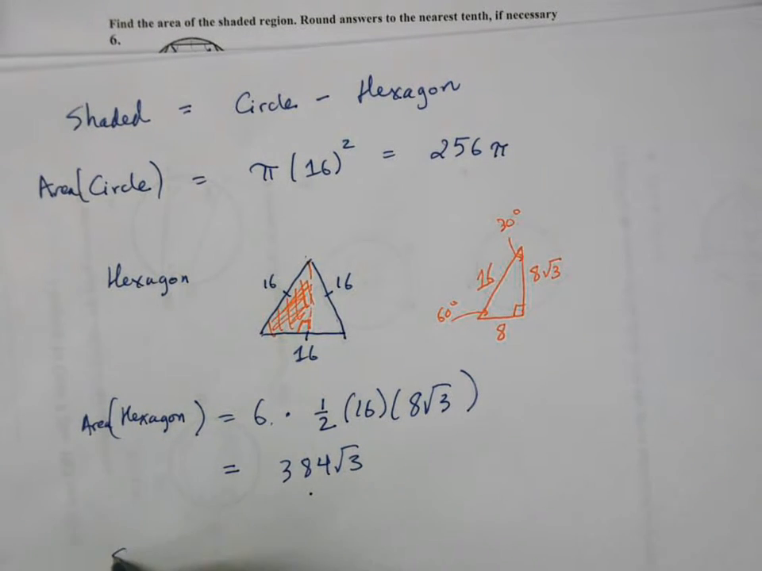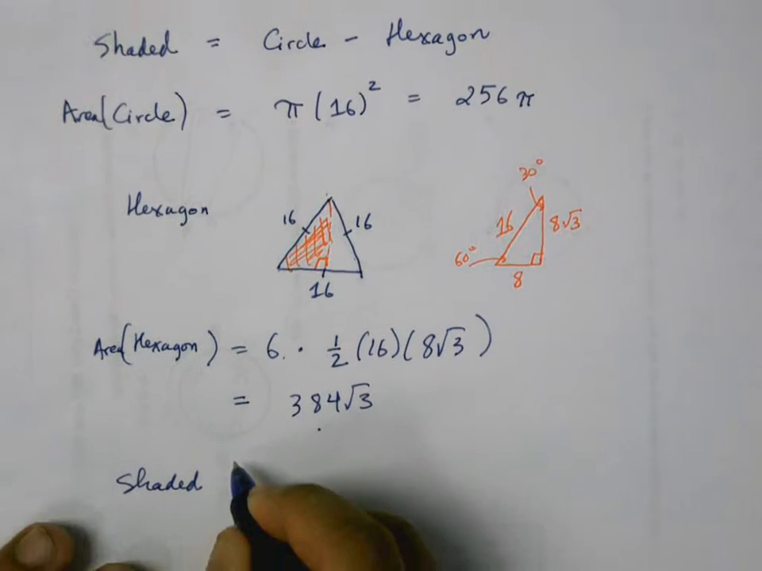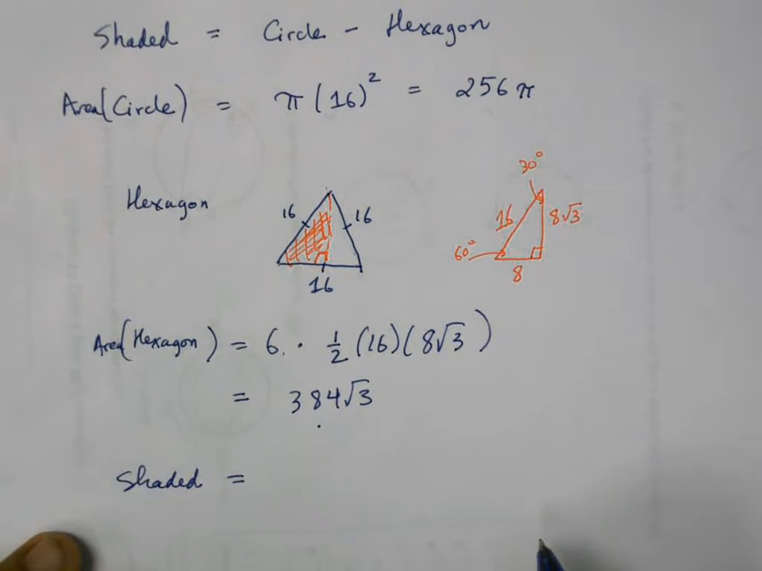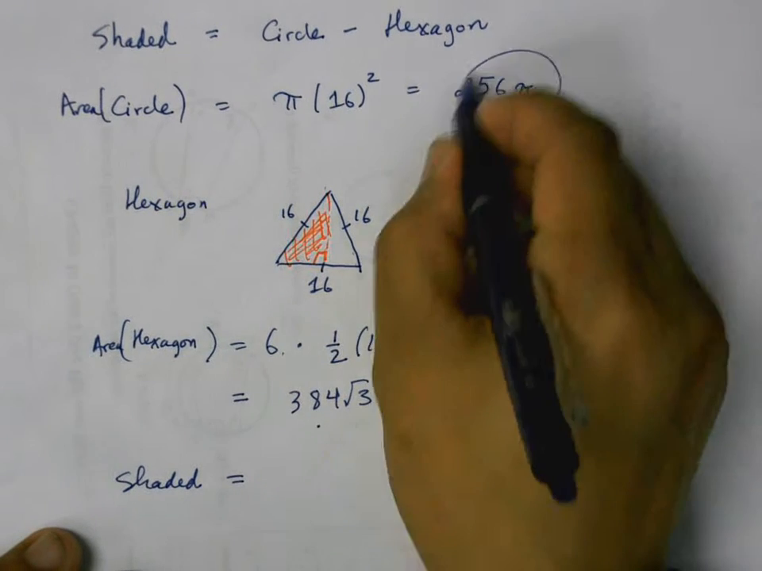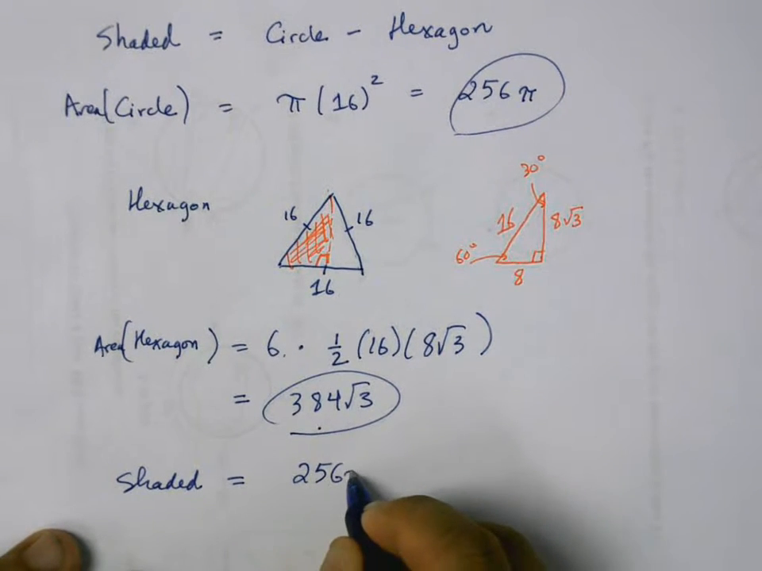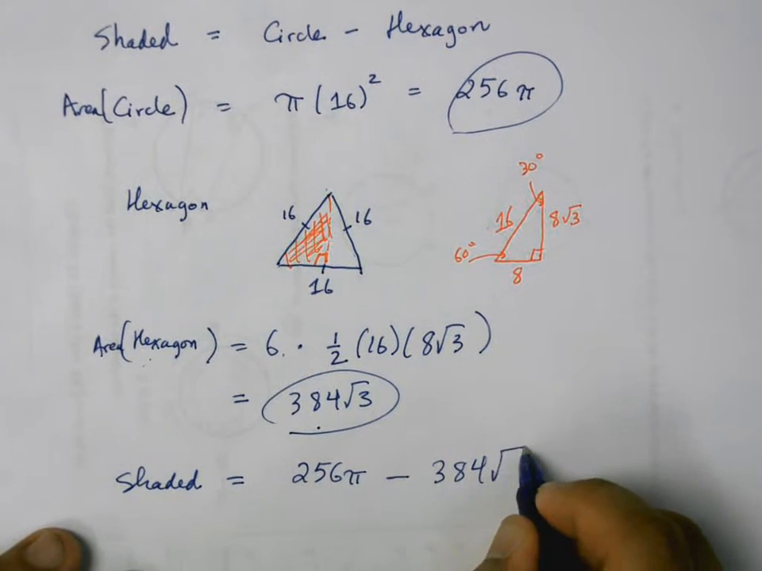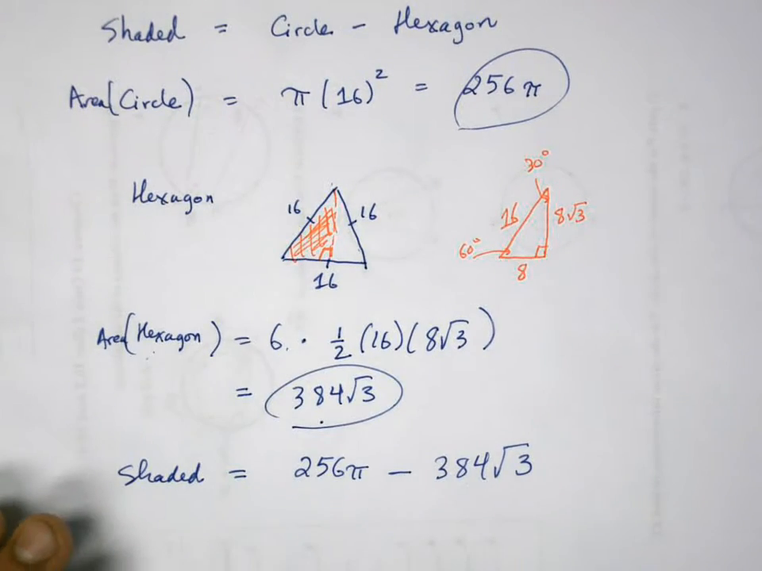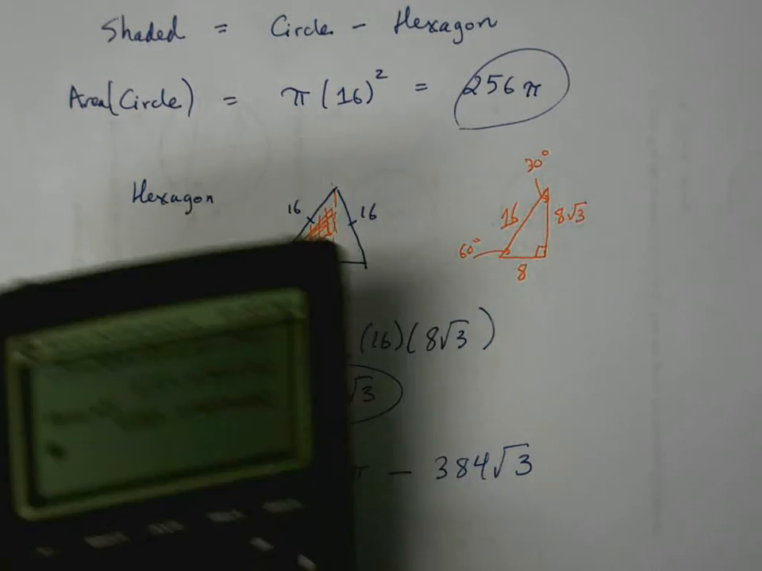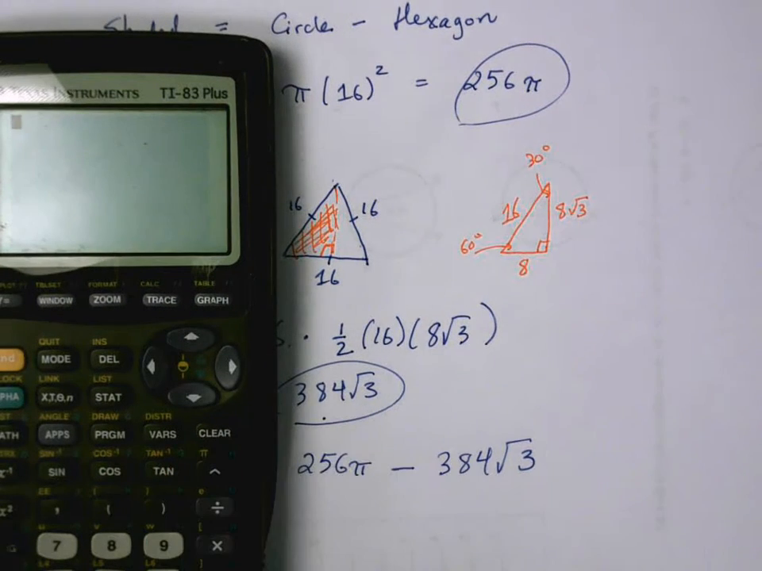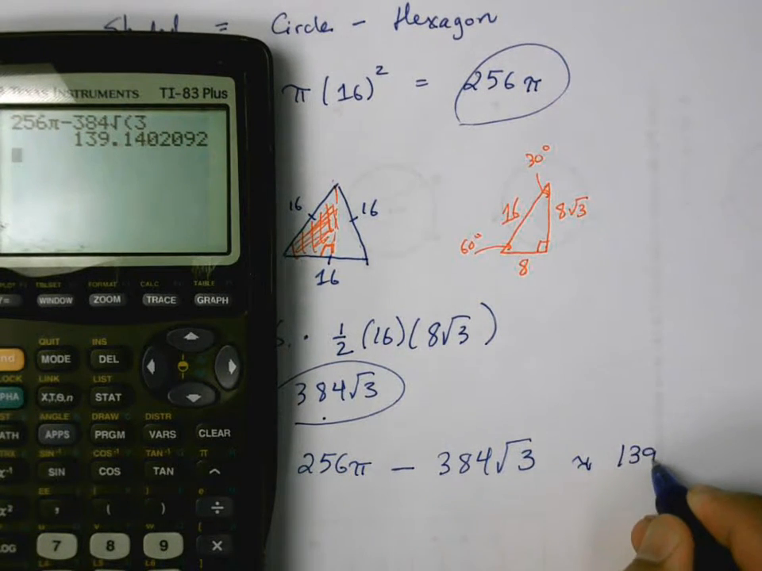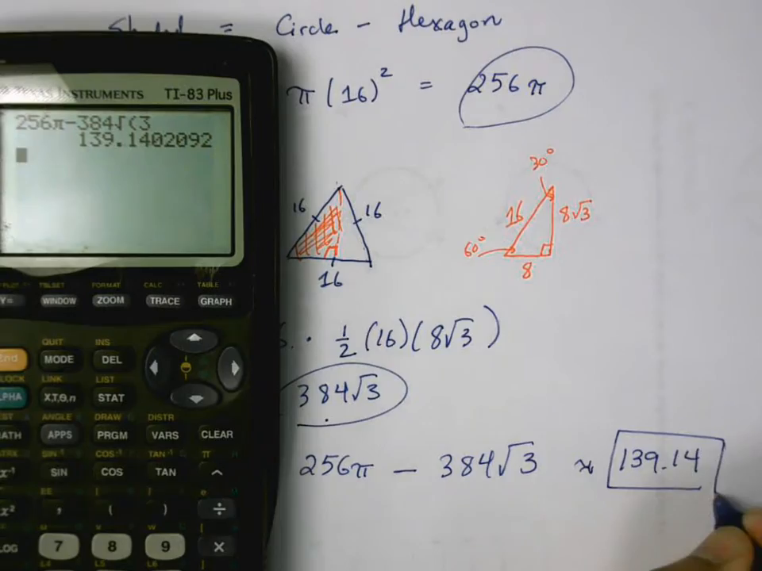So now we can do the substitution. The shaded area, remember, is equal to the area of the circle, which is 256 pi, subtract the area of the hexagon, which is 384 times the square root of 3. And you can leave it this way, or we can type it into a calculator, and we'll get a decimal answer. So 256 pi minus 384 times the square root of 3 is approximately 139.14. And that is our final answer.